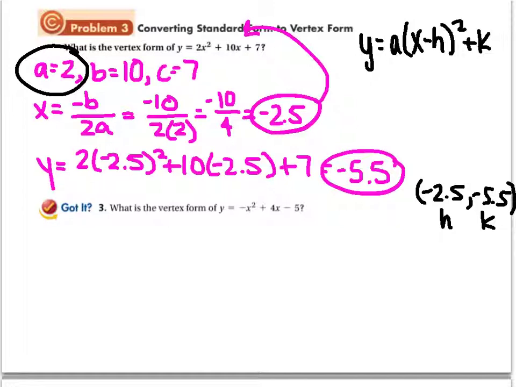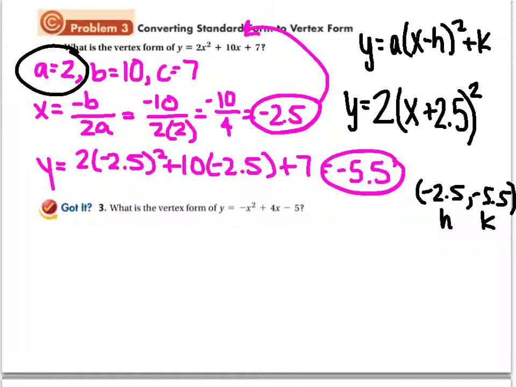So we have the vertex form is y equals, instead of a, I am substituting in 2 times the quantity x minus h. H is negative 2.5. That gives me a plus 2.5. Quantity squared plus k. K is minus 5.5.